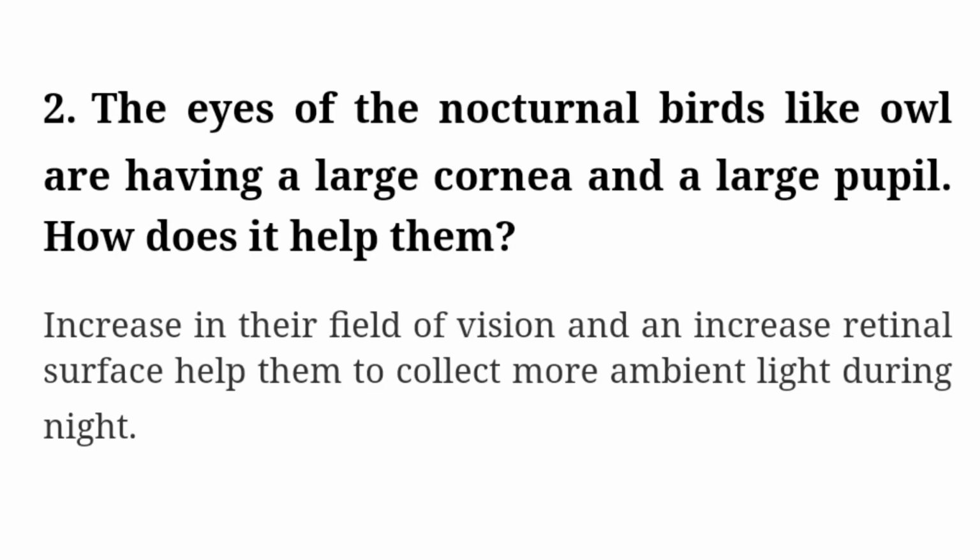Second one, the eyes of nocturnal birds like the owl have a large cornea and a large pupil. How does it help them? Increase in their field of vision and an increased retinal surface help them to collect more ambient light during night.